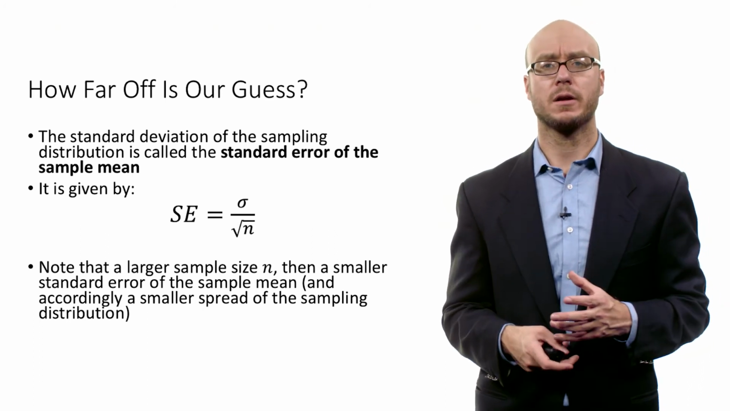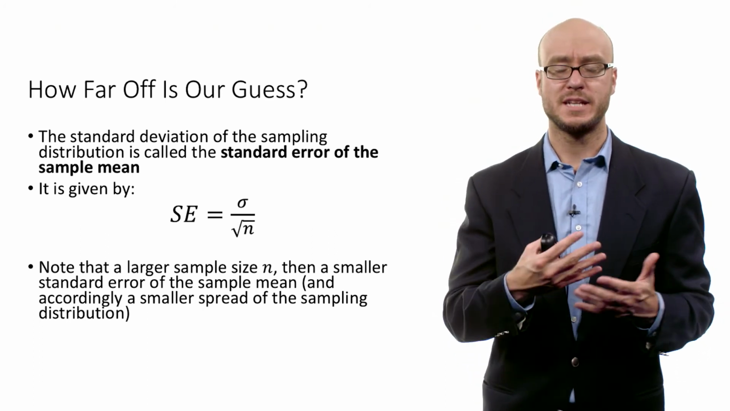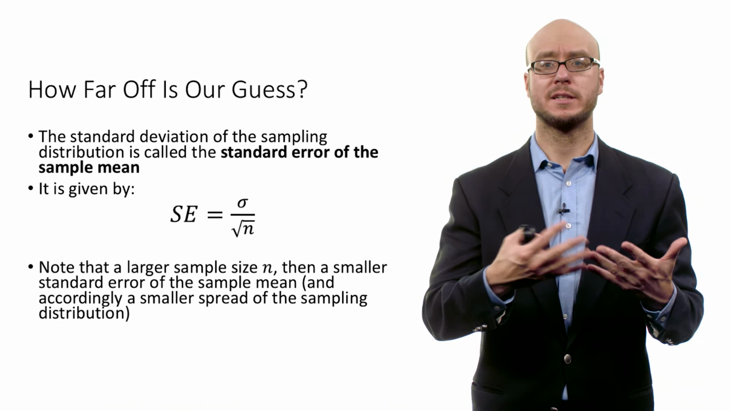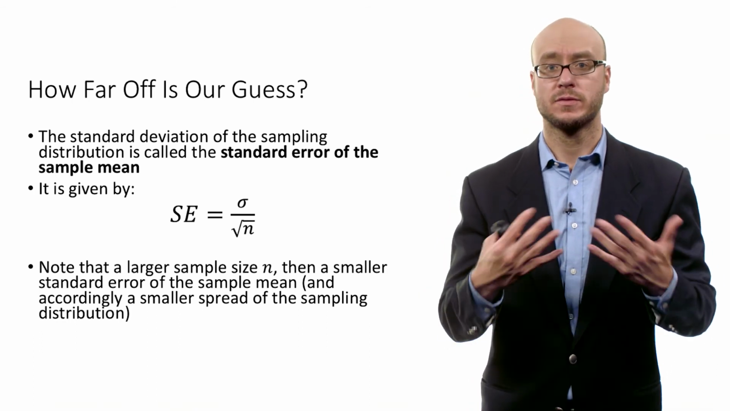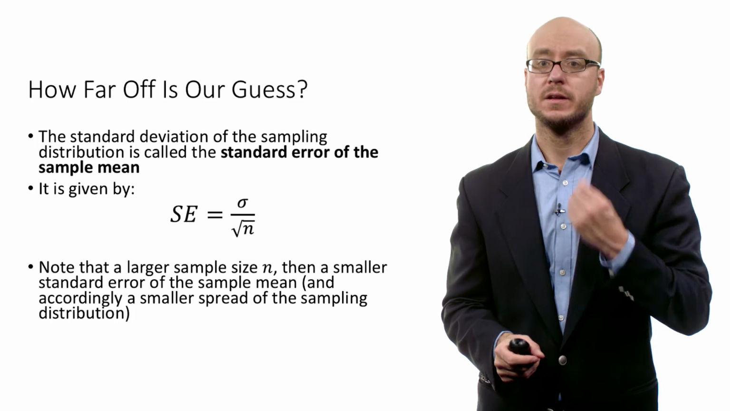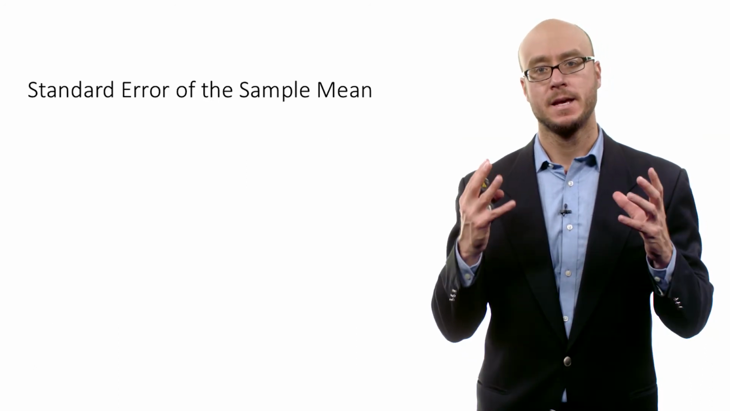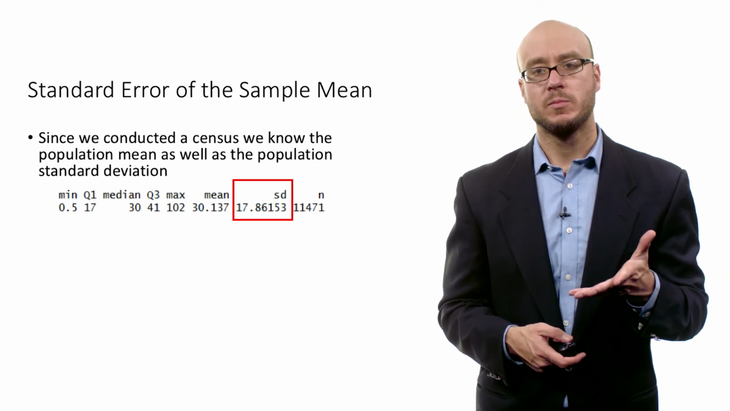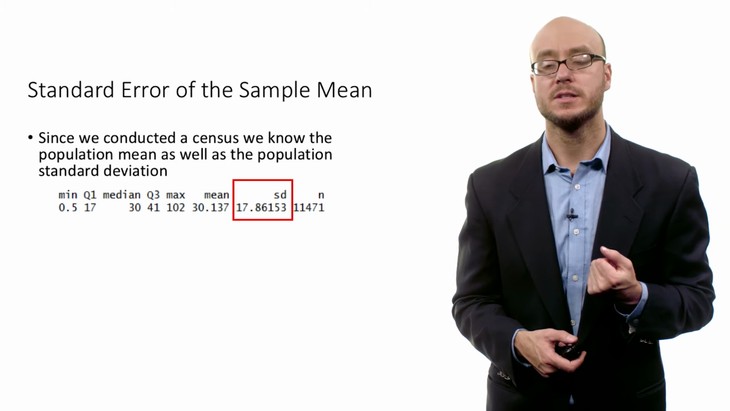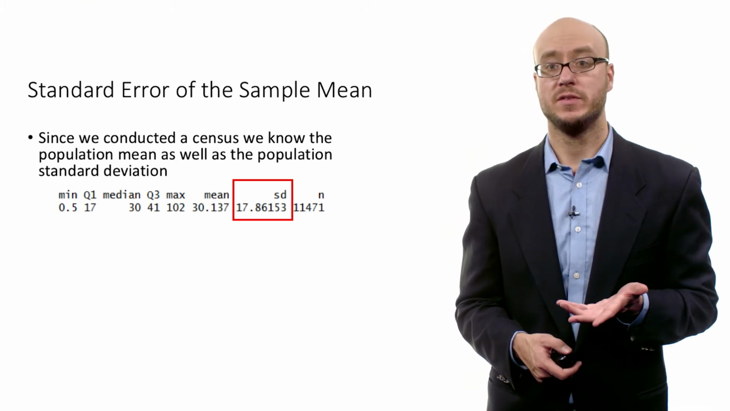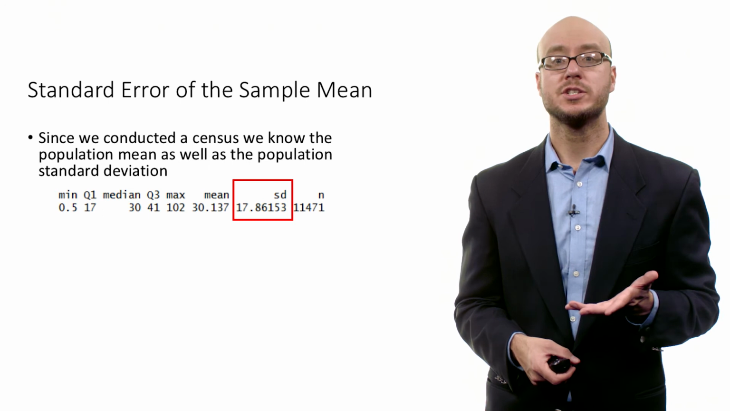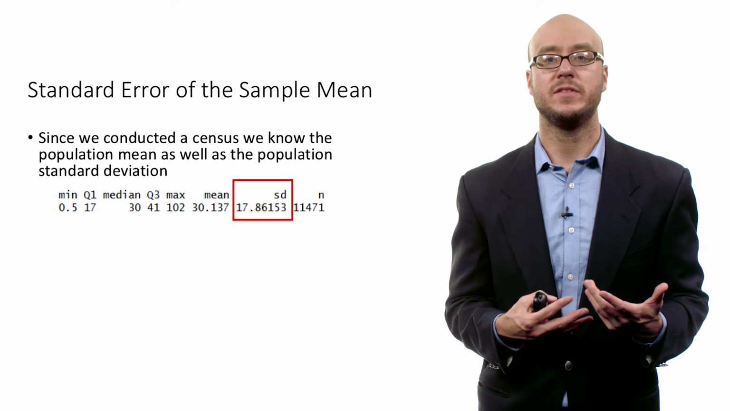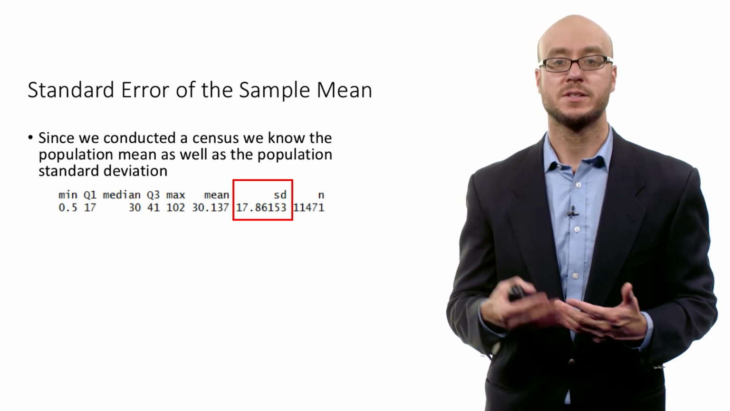We call it the standard error because you can think of the standard deviation of the sampling distribution as an error. It's how far off we expect to be on average in terms of a sample mean and the population mean. The standard error of the sample mean, the important point about it is that we can actually calculate it in our instance because we know the population standard deviation for our variable. Our variable is age, so we go back to the census data, and that population standard deviation is 17.86 years.